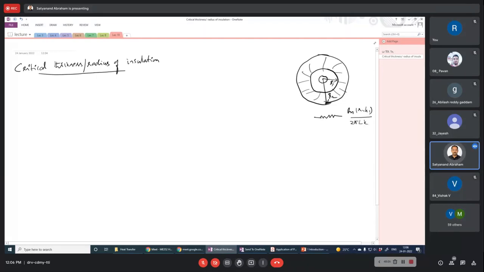So my question is, if you have this material and I am increasing the radius for this one, is the total resistance going to increase or decrease? I can make it simple. Let's talk about a slab, a Cartesian system. Here we know L by kA, right? So if I increase the thickness, is this resistance going to increase or not?